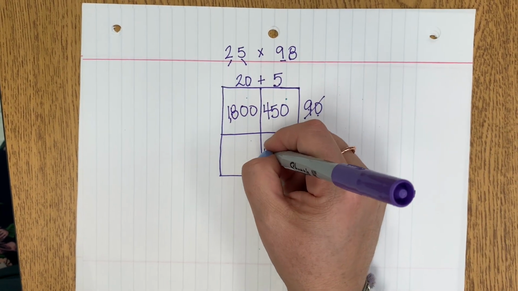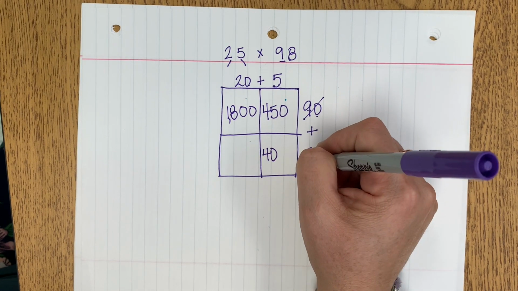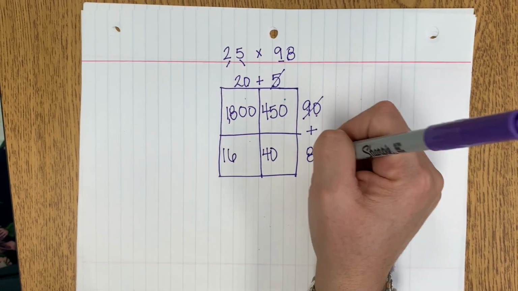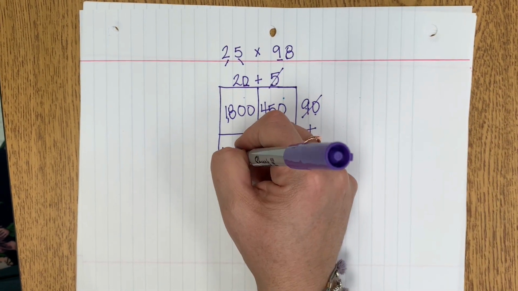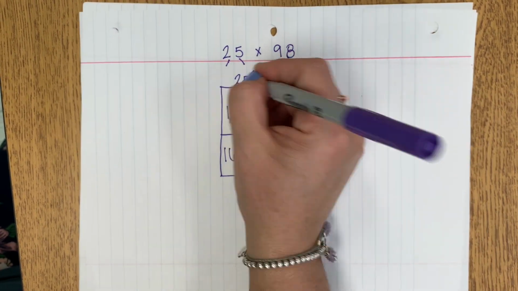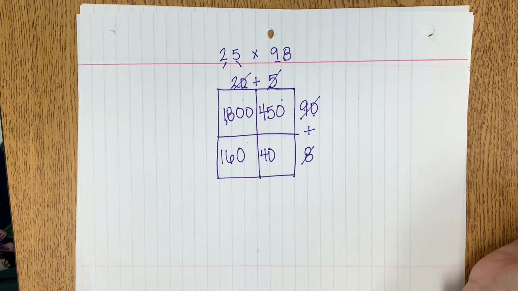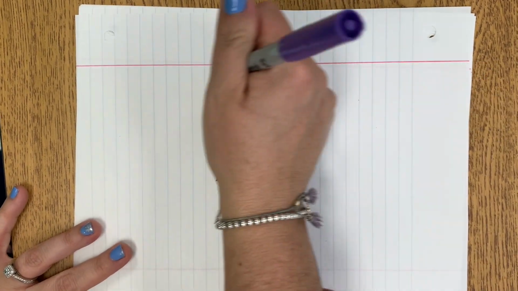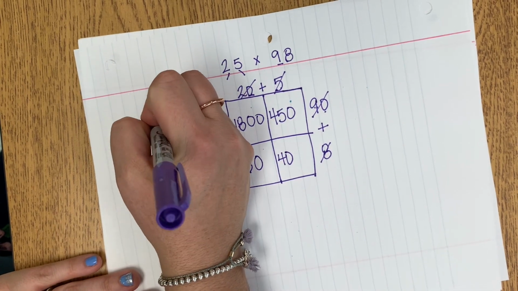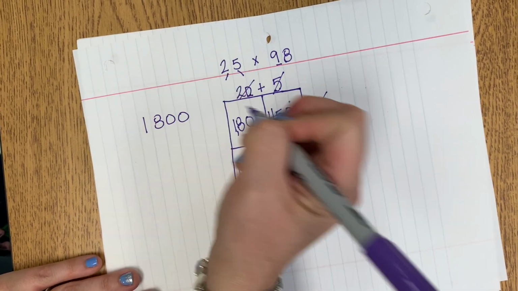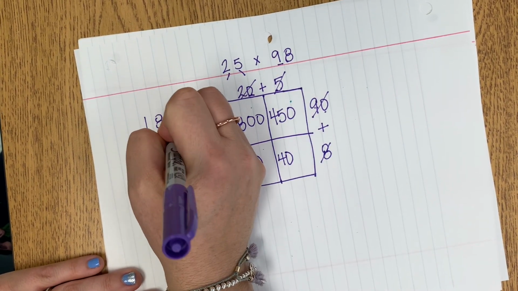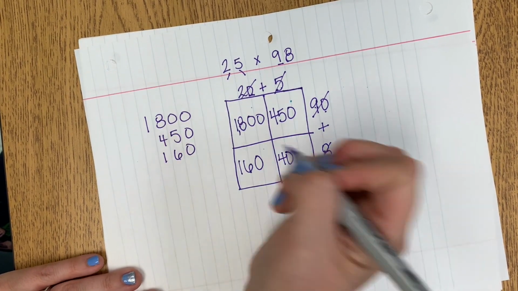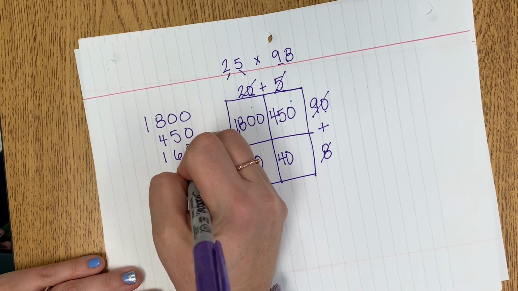8 times 5 is 40. 8 times 2 is 16. And I've got that 0 from my 20, so 8 times 20 is 160. I'm now done with all of my factors. So now I can take my partial products, rewrite them vertically, and add them together to give me the total product. So I have 1,800, 450, 160, and 40.